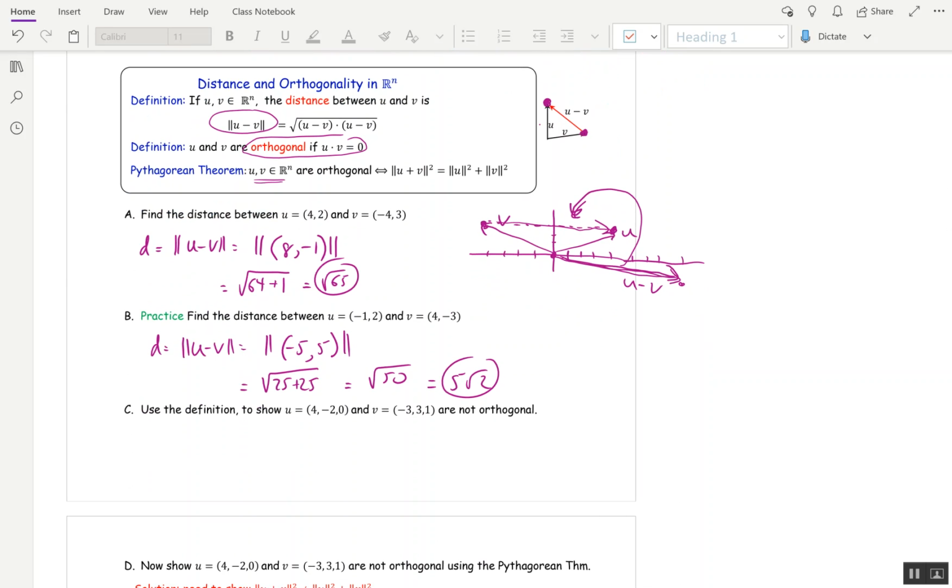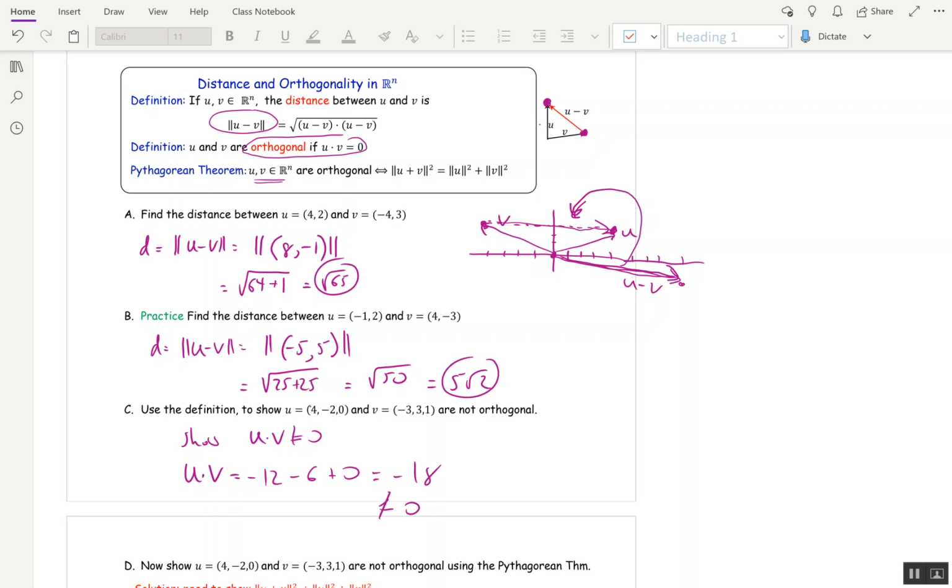Using the definition, show that U and V are not orthogonal. So we just need to show that U dot V is not 0, because if they were orthogonal, U dot V would be 0. So U dot V, again, we're just dotting like we would have before this lecture started. 4 times negative 3 is negative 12. And then we add on negative 2 times 3, which is negative 6. And then we add on 0, negative 18, which indeed is not 0.